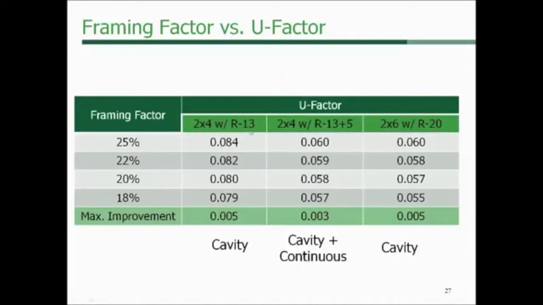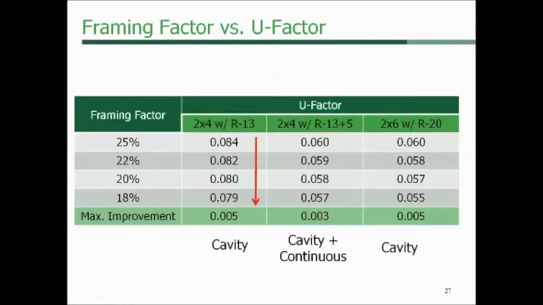A 2x4 with R13, a 2x4 with R13 plus 5, and a 2x6 with R20. And these are typical framing factors. So R25, our baseline, 16 inches on center. Framing factor 22, if we go to 24 inches on center. And the other ones are if we do insulated headers or raised headers or something fancy like that. So you can see that these are our baseline, our normal framing conditions.